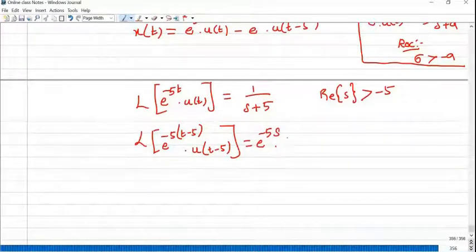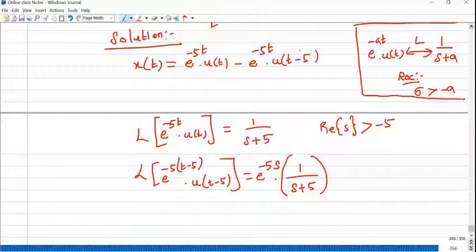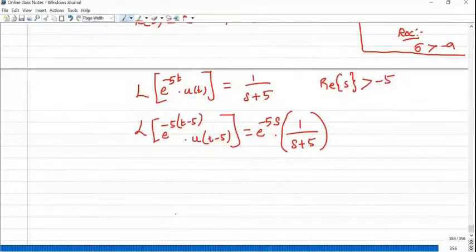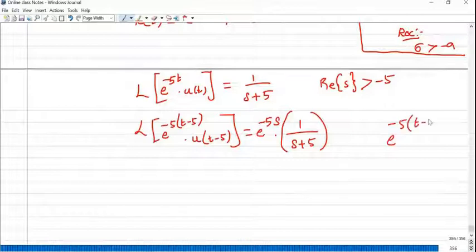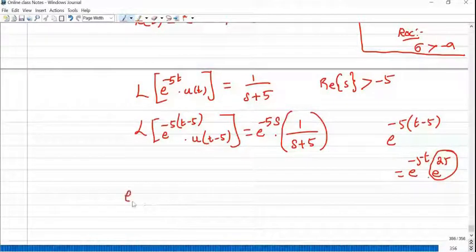What is X of s? For e power minus 5t u(t), X of s is 1 divided by s plus 5. So this is the Laplace transform result of e power minus 5 (t minus 5) times u of t minus 5. But in the problem, we have to find e power minus 5t times u of t minus 5. So if you rewrite this, e power minus 5 (t minus 5) times e power minus 25. This e power 25 is a constant, right?